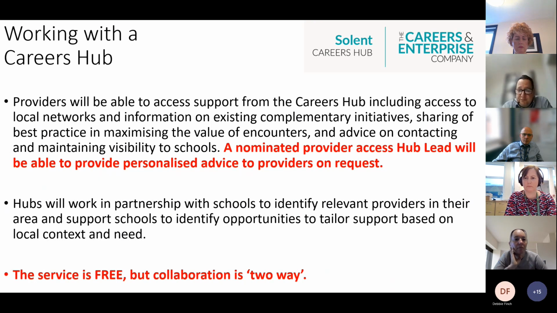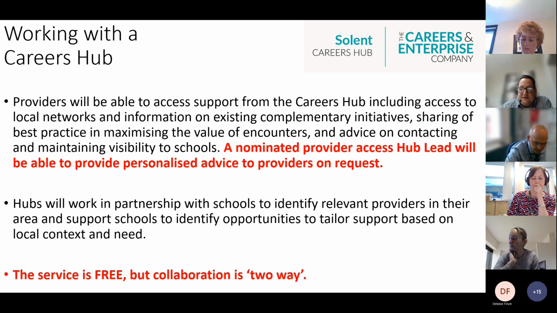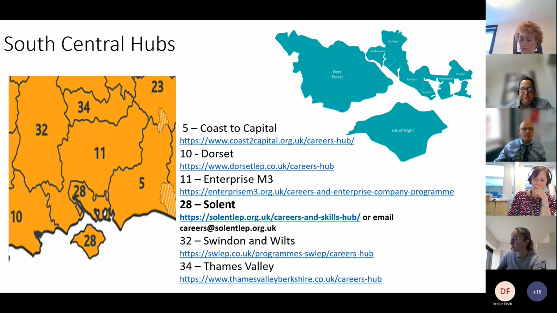As a hub, we can help support that information. We can show you where that information is. And the other thing to remember is that, like with anything, the service is free, but the collaboration is two-way, and that's one of the key things there. Hubs are there to drive Gatsby benchmarks and bridge that gap between education providers and industry to prepare people for their next steps. If you're going to be working with a hub, then that two-way collaboration is around working towards those Gatsby benchmarks, and then the support around helping you with PAS will come naturally the other way.